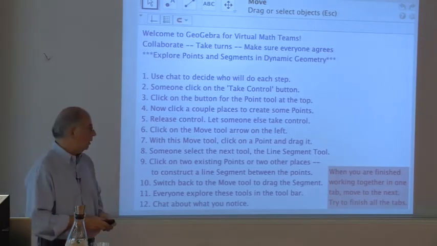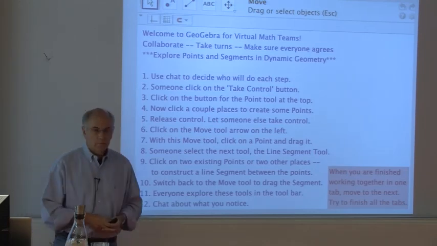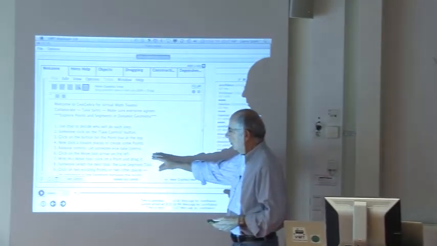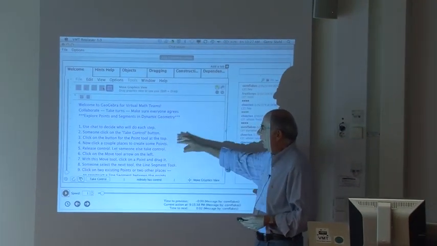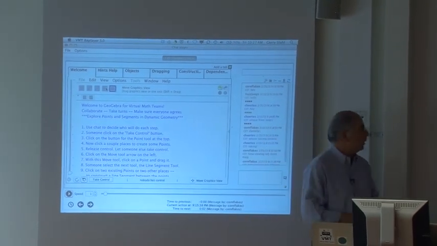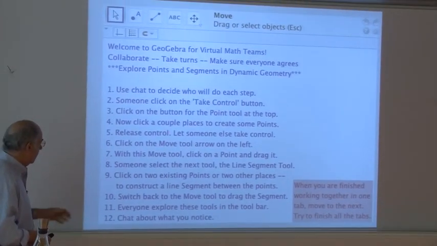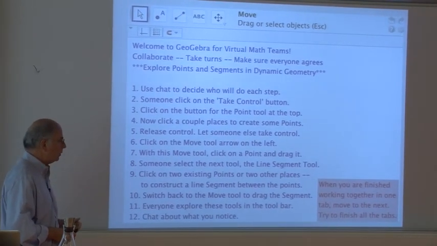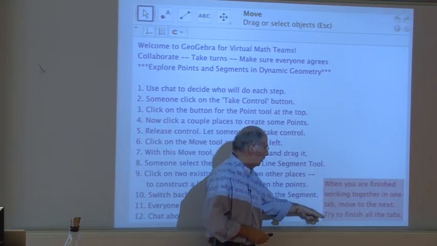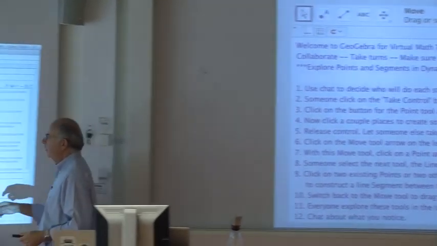So this was the first curriculum unit. The curriculum consists of some text that's shown online in this tab, and usually some geometric construction that they work on. This is just a welcoming one, welcomes them to the VMT project, and then has 12 steps with this little note: when you're finished working together in one tab, move on to the next and try to finish all the tabs, which they never really finish.